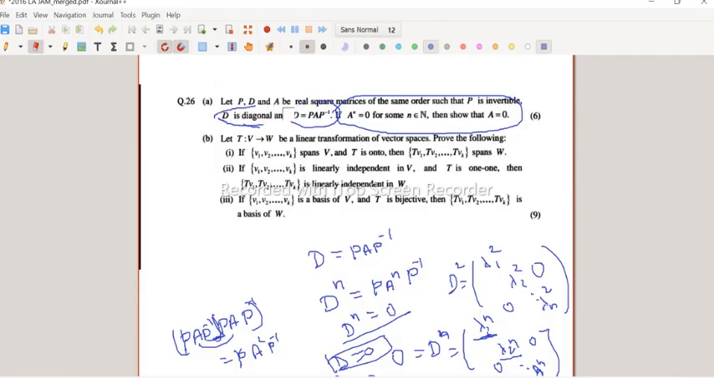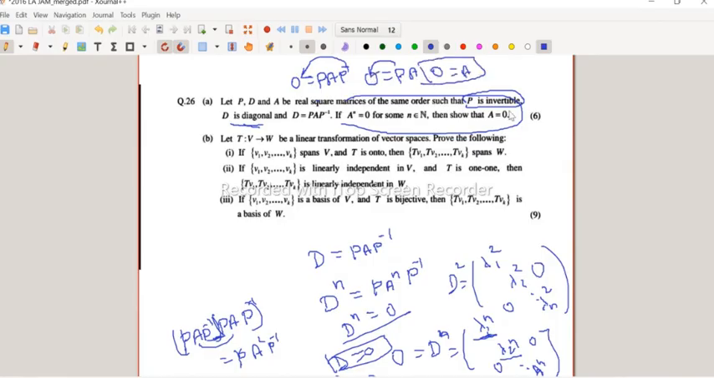Now substitute in the given equation. What they given? D equal to P A P inverse. Now therefore we get 0 equal to P A P inverse. Now multiply P inverse. Take this P inverse this side. 0 times P inverse is 0. Therefore 0 equal to P times A. Since P is invertible, it is given that P is invertible, therefore we can multiply by inverse. Now multiply P inverse both the sides. Again this P into P inverse is I. Therefore 0 times A, therefore 0 equal to A. We prove that A equal to 0.